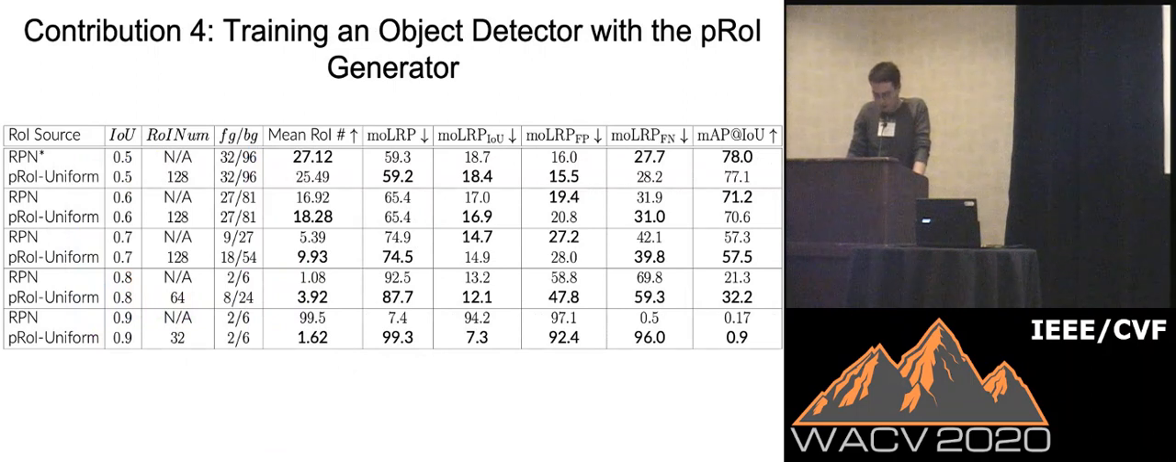Finally, we show that the existing detectors can use our positive ROI generator. Our method can train the network better, especially for larger IOUs, by providing more ROIs. For example, we achieve around 10% AP improvement on the Pascal dataset when the network is trained for IOU equal to 0.8.